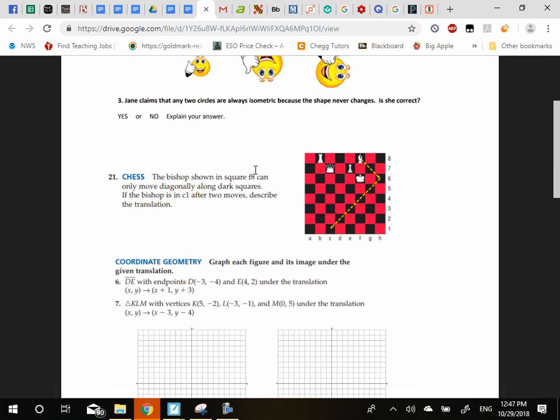Looking at this chessboard, we're actually describing two motions. We move into this spot, so write a rule going to that spot, and start from that spot, write another rule going to your final spot. It's two different moves. So in this one, I'm going to have something that says x, y maps to something, and then that maps to something else. Makes sense?